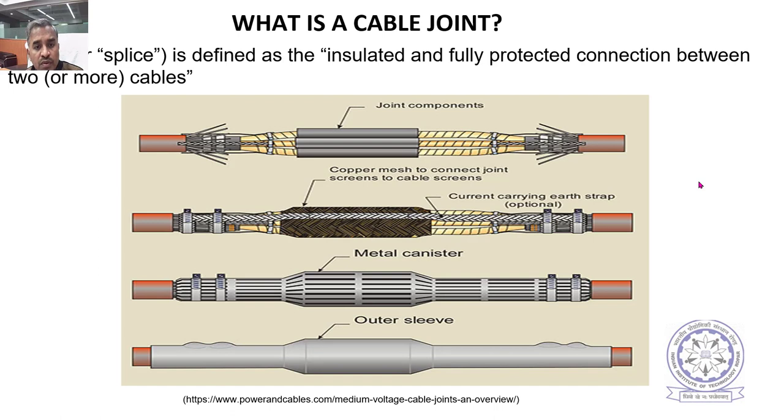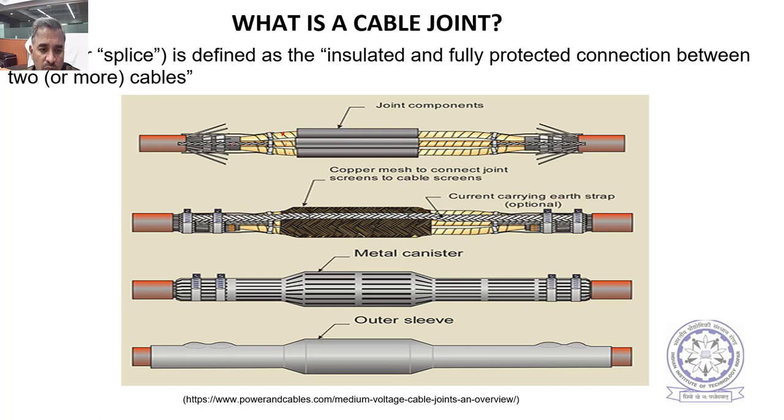And what is a cable joint? A joint or a splice is defined as the insulated and fully protected connection between two or more cables. So, here the different components of a joint are shown. You can see here this is a three core cable. This is core 1, core 2, core 3. You can see three cables, and this is the main joint structure here.